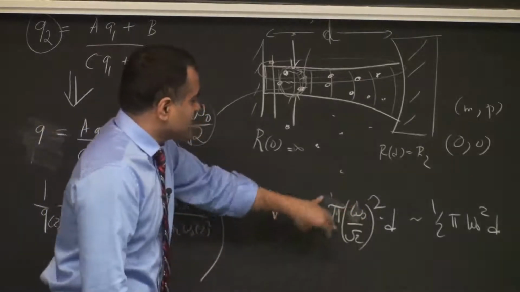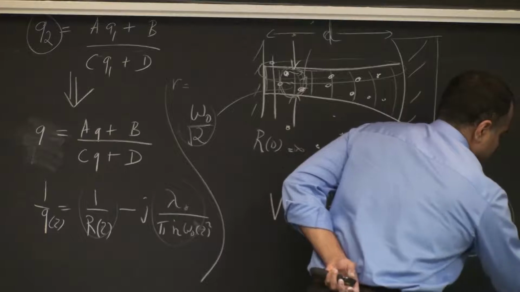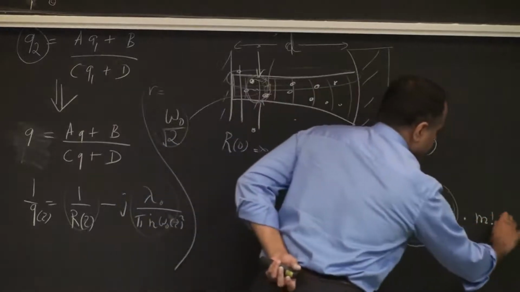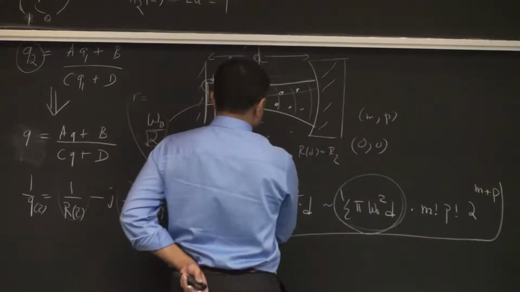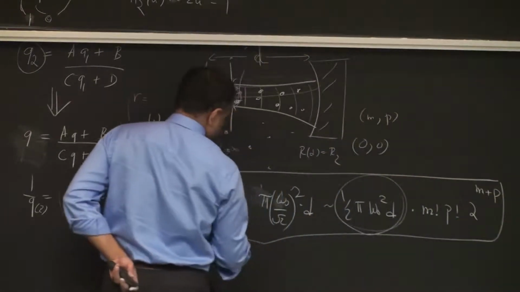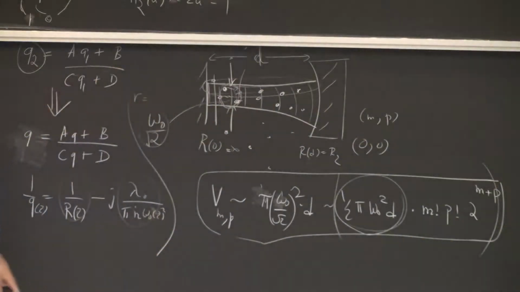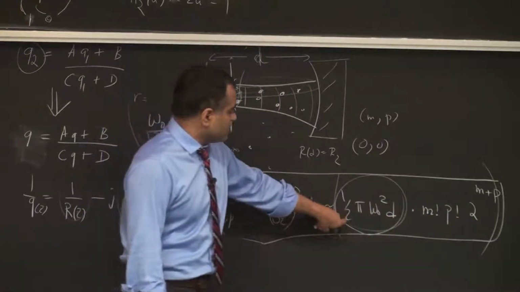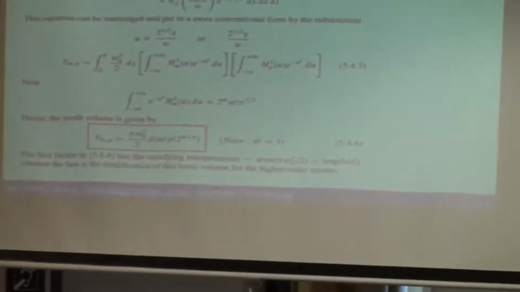Now how do you actually do this? And we'll see that the actual answer is this times the factorial of the mode number m, factorial of p, and times 2 to the power m plus p. That's what we're going to see is the modal volume for the m,p mode. I hope you see I'm mixing up approximations and exact. This is exact for any Hermite-Gaussian beam. Gaussian beam is a part of Hermite polynomials, so we call it a Hermite-Gaussian beam. This is the exact result for the modal volume: 1/2 pi w naught squared d, m factorial, p factorial, 2 to the power m plus p.